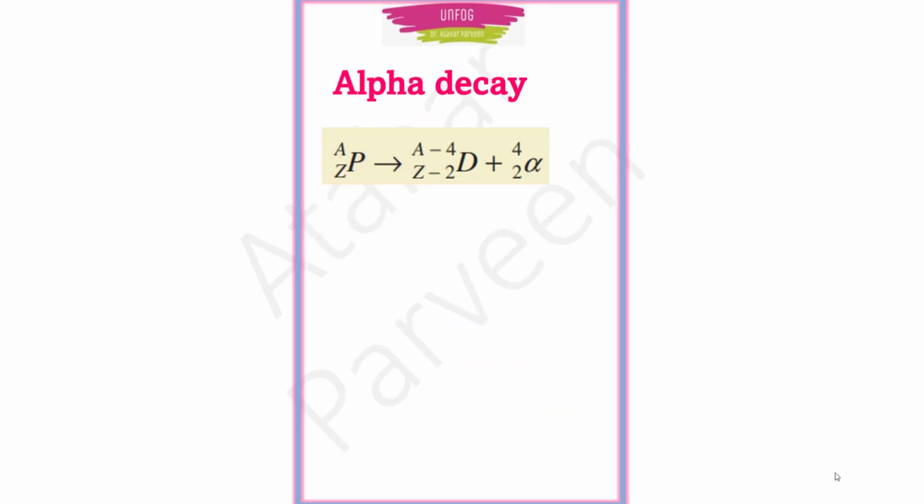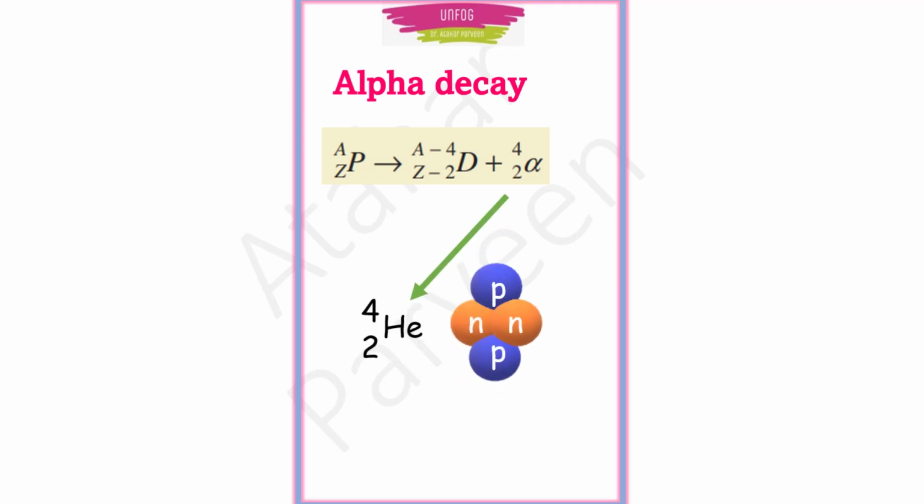See, what is alpha decay? If one radioactive element is decaying, then you will have one daughter nucleus and one helium ion, or you can say the alpha particle, correct? Here atomic number will decrease by 2 and mass number will decrease by 4.